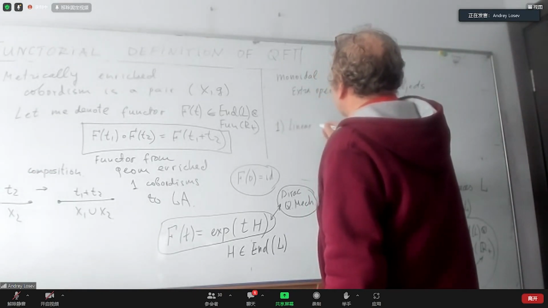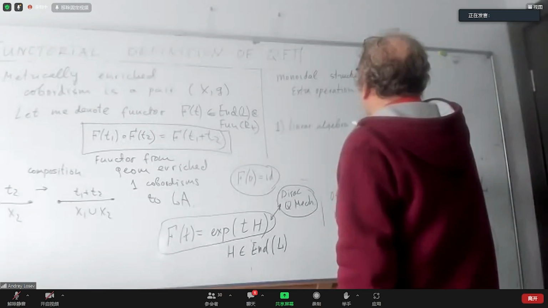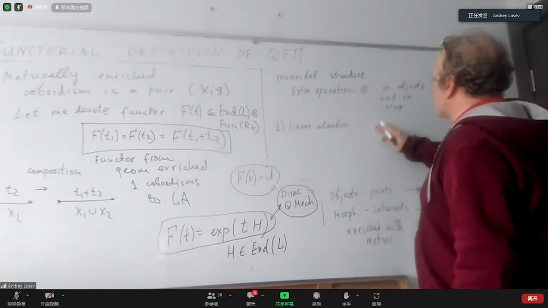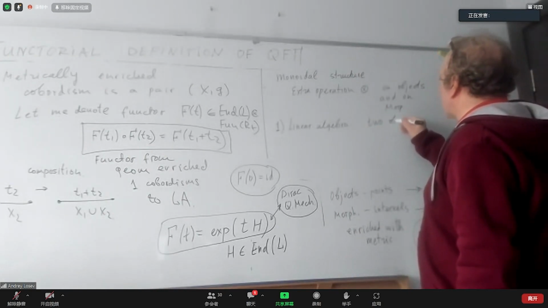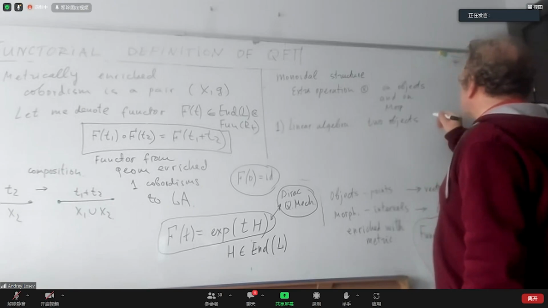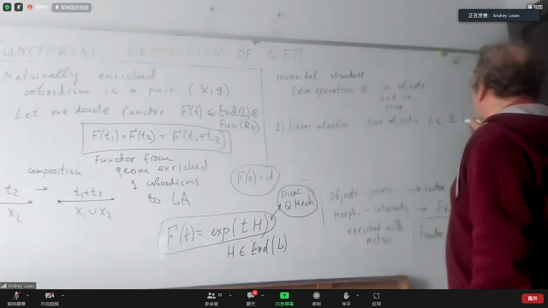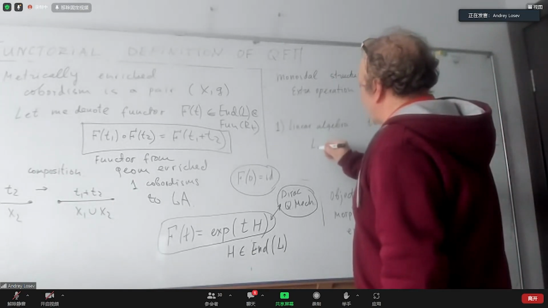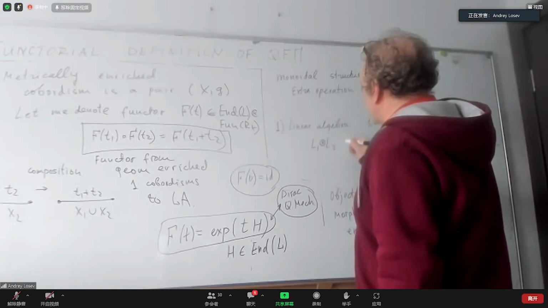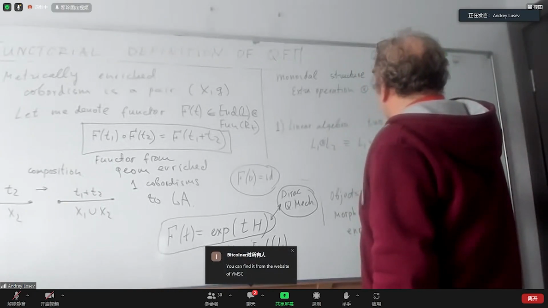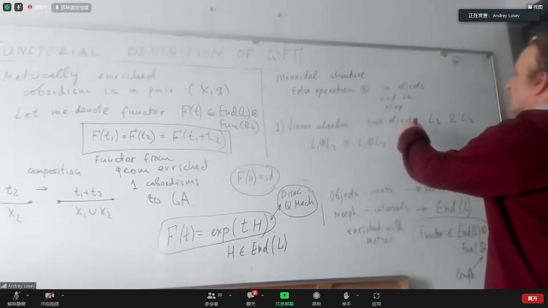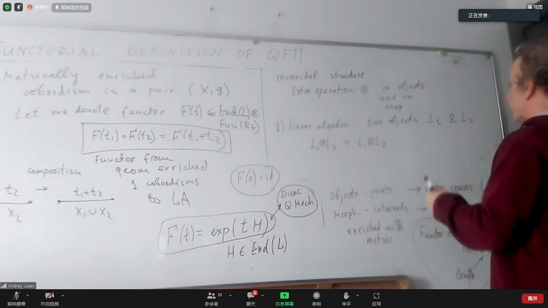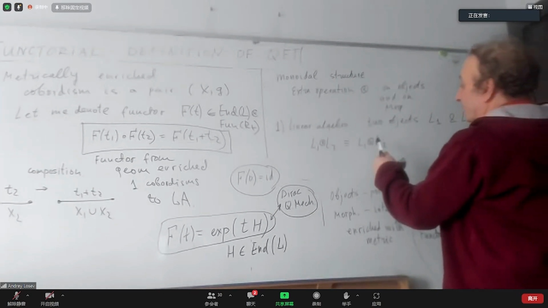Linear algebra. If you have two objects, L1 and L2, two vector spaces, then you can form L1 tensor L2. So this monoidal structure is just the tensor product.